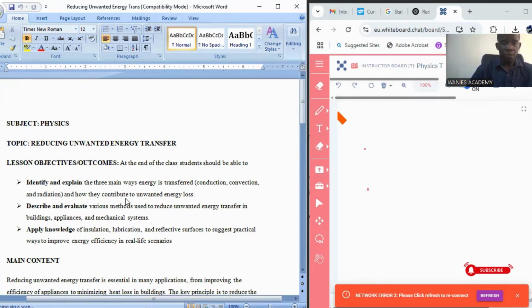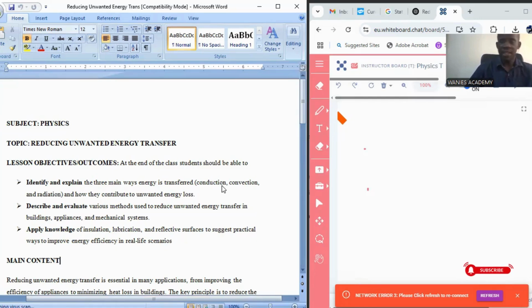So in this topic, we are going to be looking at three lesson objectives. Objective one, we are going to identify and explain the three main ways energy is transferred. We've talked about that before, but we are going to recap because it is from that concept that we'll be able to look at how each of them can be reduced. So we have learned conduction, convection, and radiation. We are going to look at them from another perspective this morning: the way they contribute to unwanted energy loss.